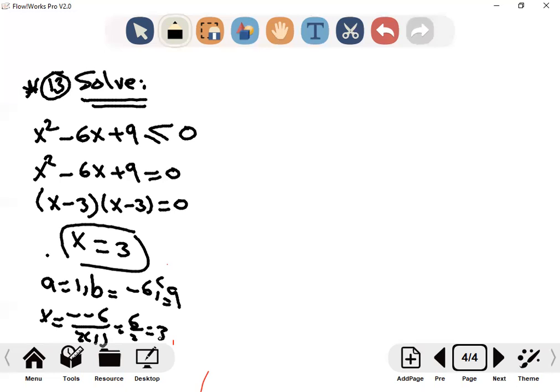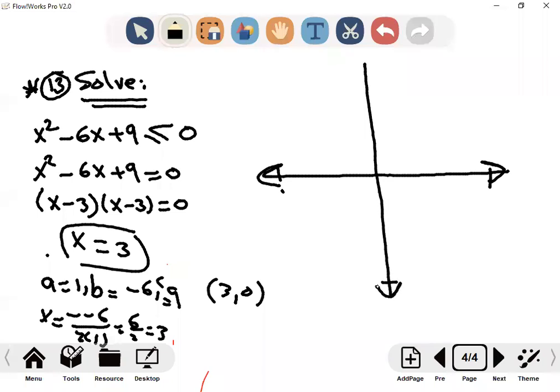Put a 3 in the function, in the expression. It will be 0. So 3 and 0 is what? The vertex, right? Which is the same as the solution. 3 and 0. Now let's graph. Look here. A is positive means it's open upward, right?